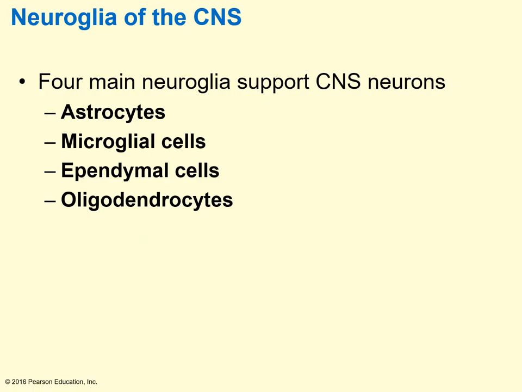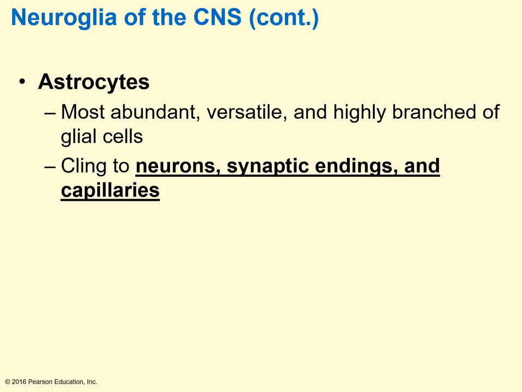Now, we do have different names because there's different types of these glial cells, and we do distinguish whether they are found in the central nervous system versus the peripheral nervous system. The neuroglial cells of the central nervous system, there's 4 different types: astrocytes, microglial cells, ependymal cells, and the oligodendrocytes. The astrocytes are going to be the most abundant. They're very versatile, and they have a lot of branching to them. Sometimes they're described like these stars reaching out and touching everything.